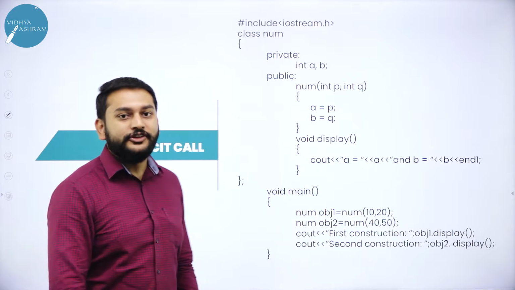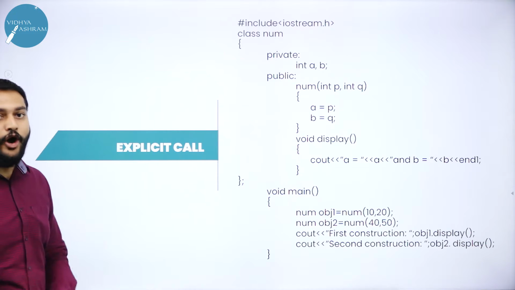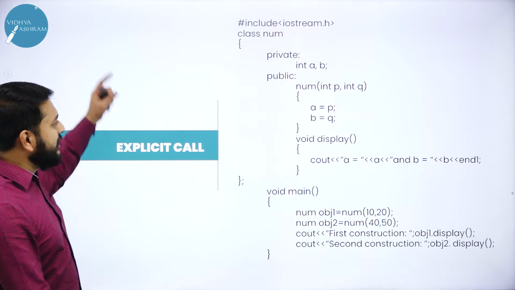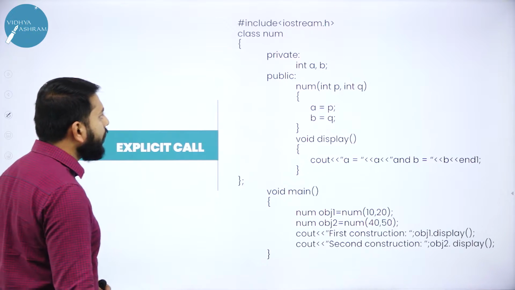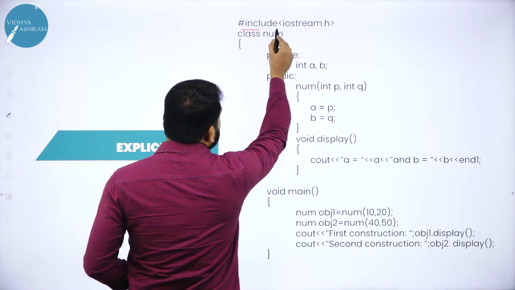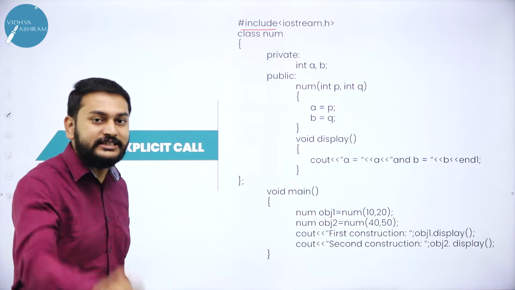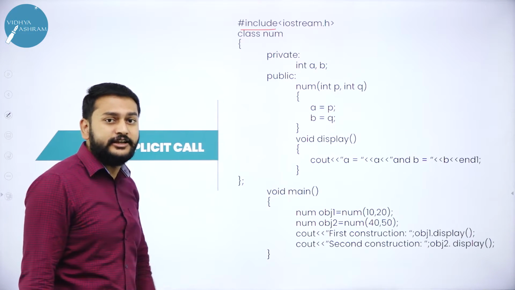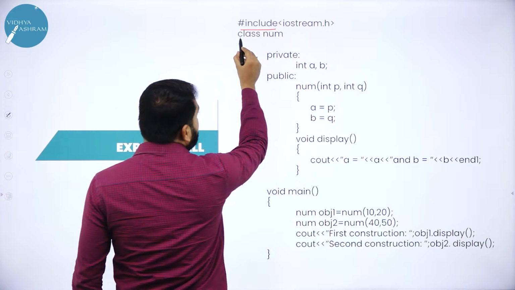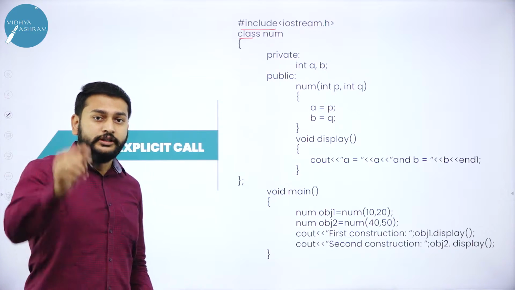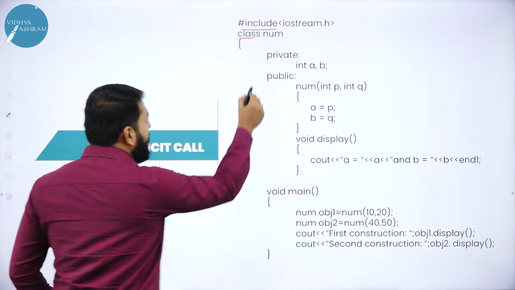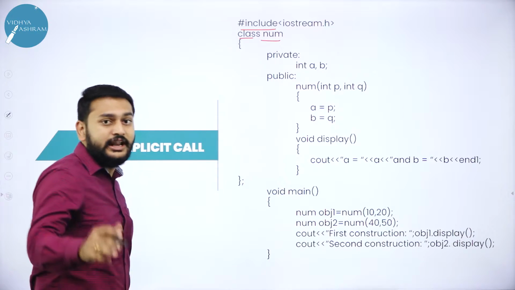So let's start with the first one, that is explicit call. What is an explicit call? Let's understand this with the help of a program. The first statement is the header file. Then I have the keyword class. What is the name of the class? You should be able to identify by now. The name of the class is num.